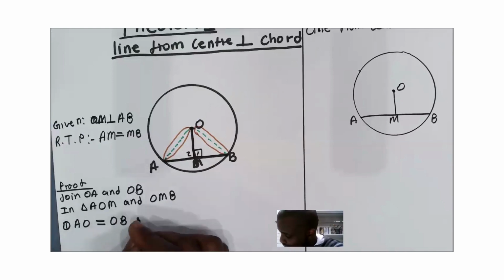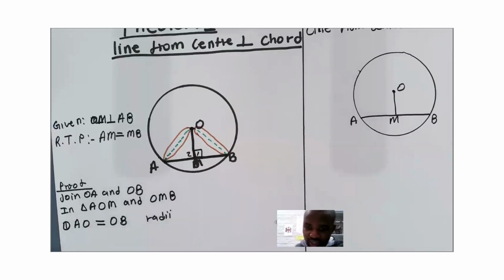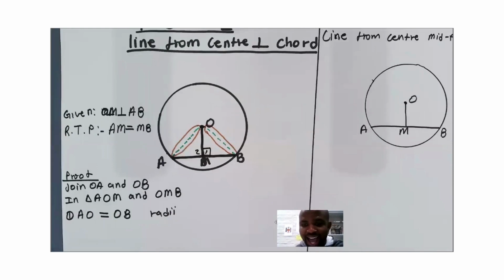Why? Because amaradi. There are two radii that are equal. We call them amaradi. Then let's move on. Number two.